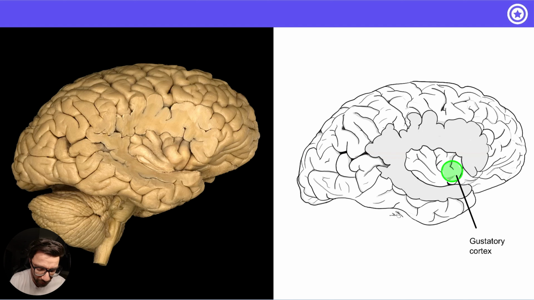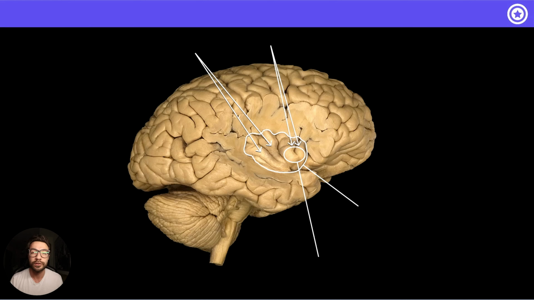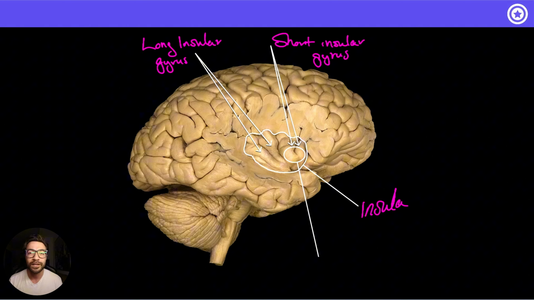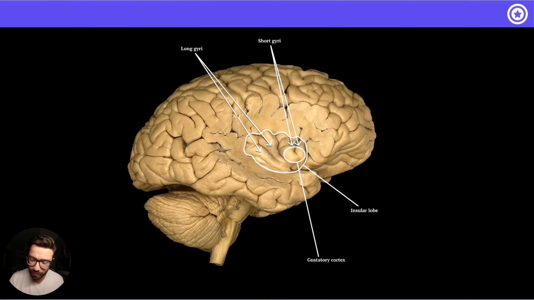So if we came over here, these two little short gyri right here, this is where we would find our gustatory center. So we have the insula, the short insular and long insular gyri, as well as that gustatory cortex. So now let's just confirm these. We have that insular lobe, short gyri, long gyri, and the gustatory cortex.